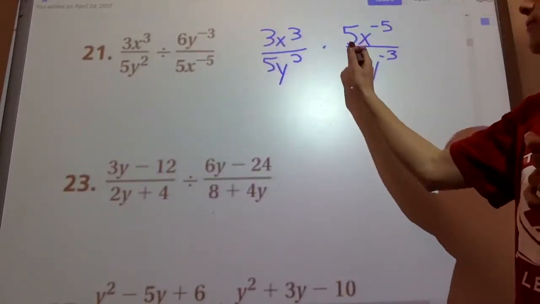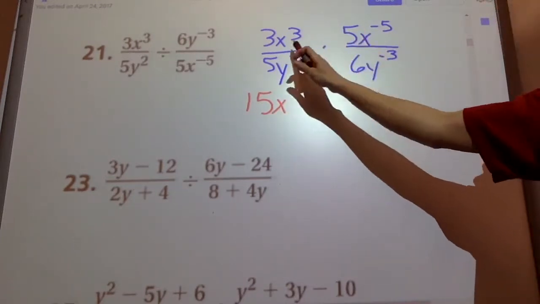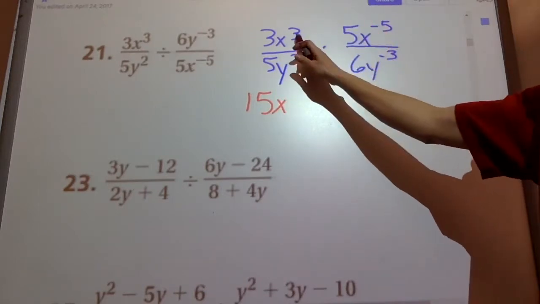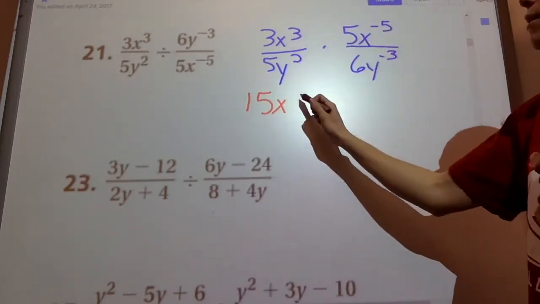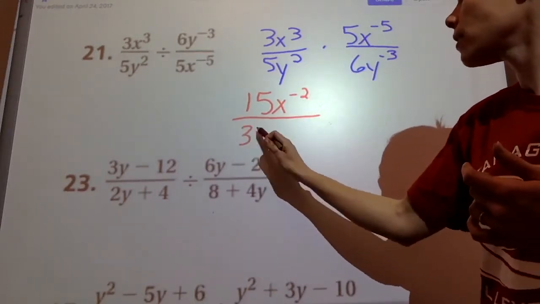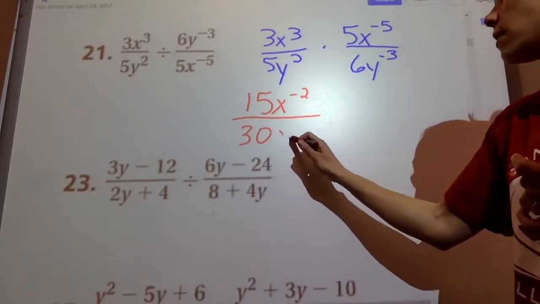So this would be 15 x, same base. What do I do with the exponents? Add. So what's 3 plus negative 5? Negative 2. The bottom, I would multiply 30, and then again, same base, I add, so it'd be y to the negative 1.